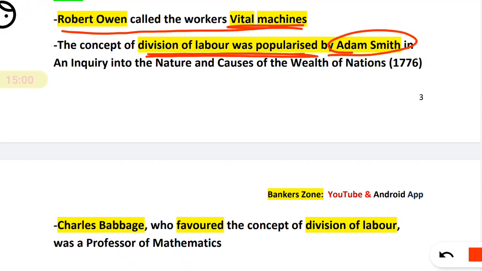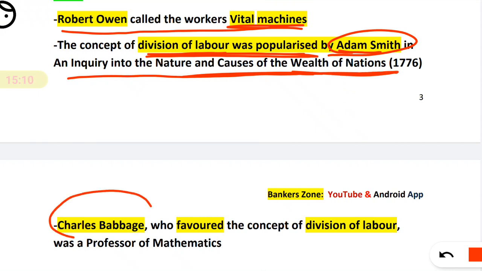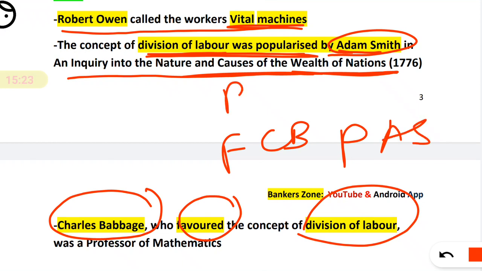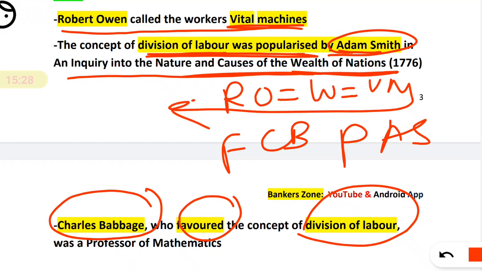How? By explaining that concept, the concept of division of labor, in his book An Inquiry into the Nature and Causes of the Wealth of Nations. And remember also that Charles Babbage has just favored the concept of division of labor. Favored by Charles Babbage and popularized by Adam Smith. So that you have to remember. And Robert Owen is very, very important. He called workers the vital machines. Why? Because Robert Owen believed that if you give better working conditions to the workers, they will give higher productivity.